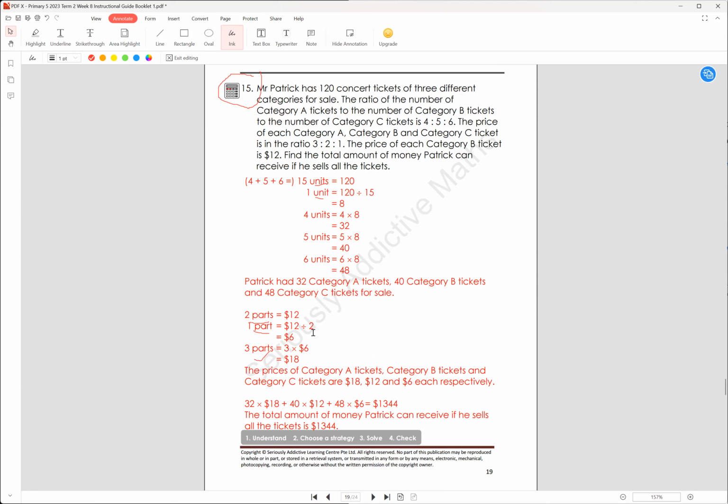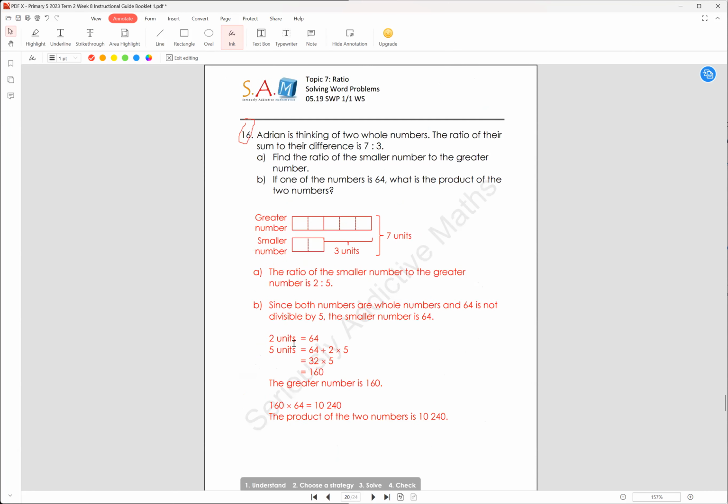So after they find out the value of one part, then they can plug it in, right? So for example, let's say A is 3 parts, which is $18, and they know that there are 32 tickets, so it's 32 times 18. Okay, so show them how to do this.